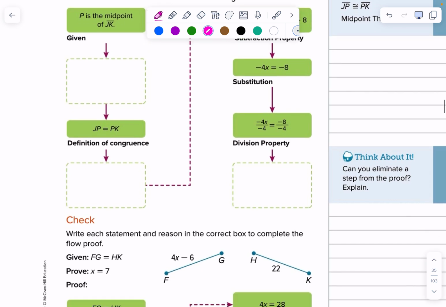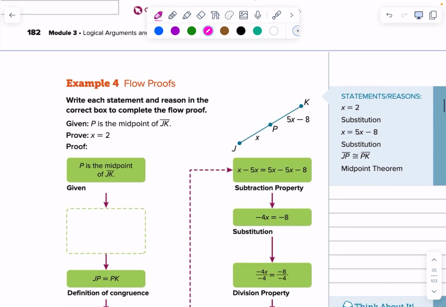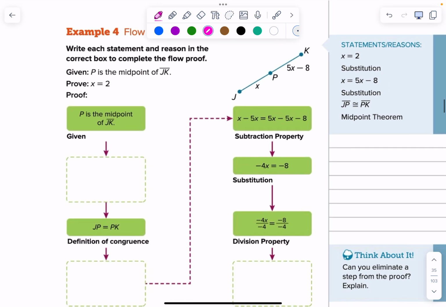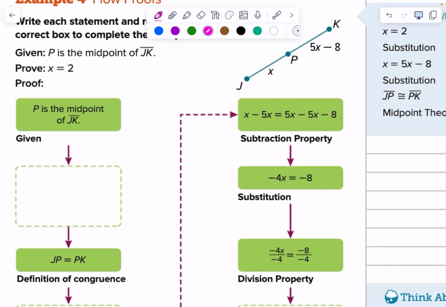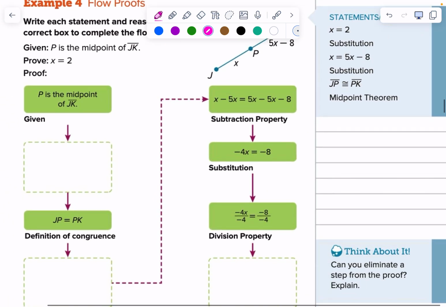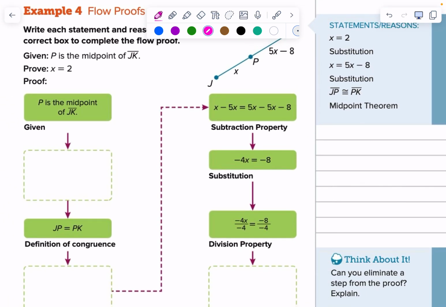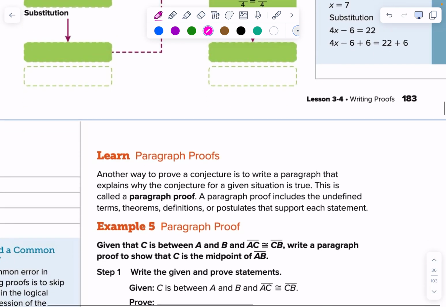All right, let's do, I don't want to do this in a flow proof style. I think we get it pretty well. Let's do this 2-column style. Let's do it over here, okay? 2-column style. I'm going to do this same project, example 4.